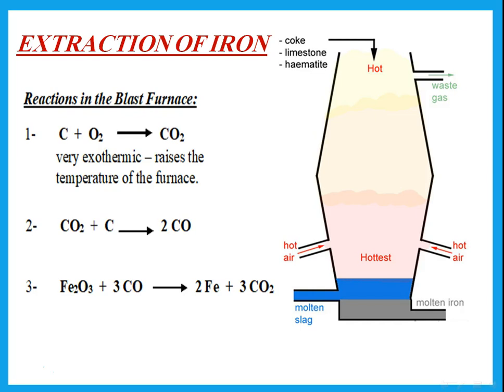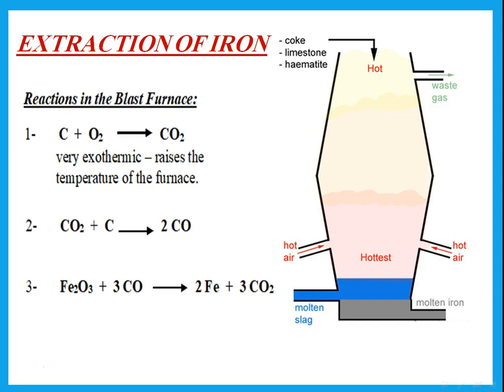Okay, so let's see what happens in the blast furnace. You put at the top the coke, the limestone, the hematite, and from the bottom you pass hot air into the blast furnace. Can you see where the hot air is going into the blast furnace? At the bottom of the blast furnace there is hot air going in. So the hot air goes up, it meets with the coke and the limestone and the hematite, and you start to get reactions happening.